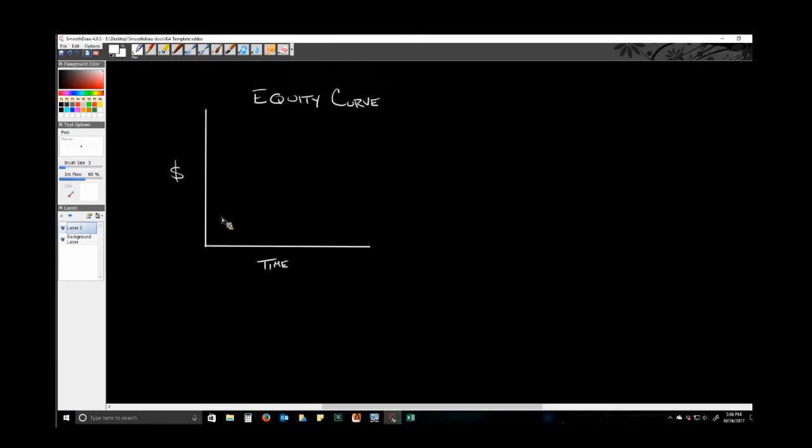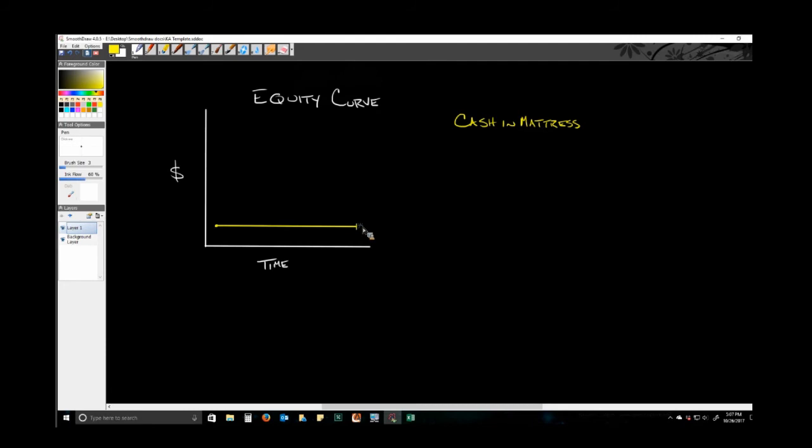Okay, so let's think about this. Let's plot a couple different things on here just for fun. If you have cash in the mattress, what does that look like on an equity curve? Over time, what does your cash in the mattress do? Wouldn't it look something like this? The flat line, right? It'd be a flat line.